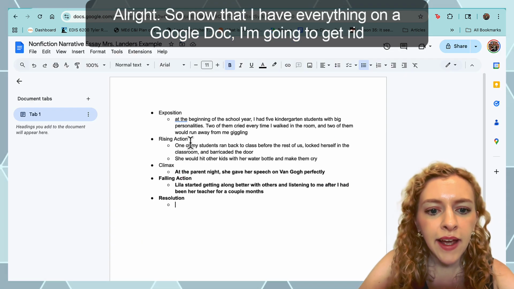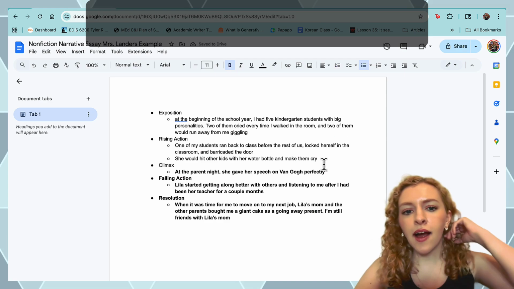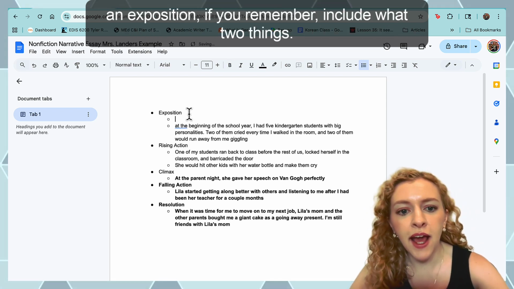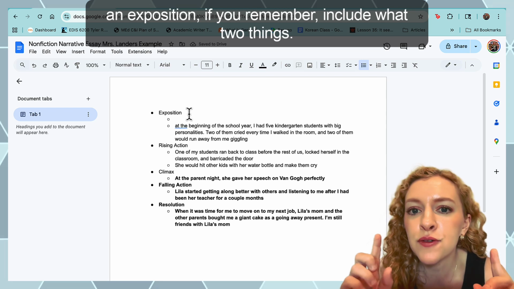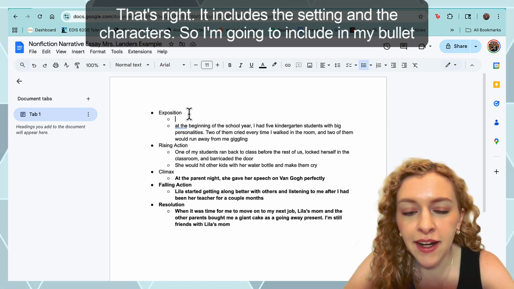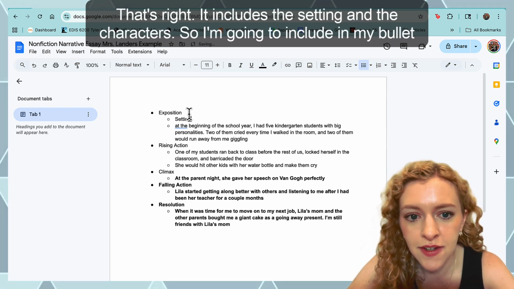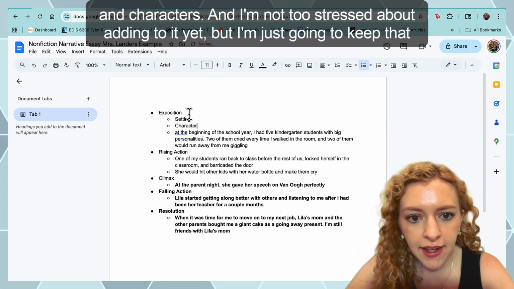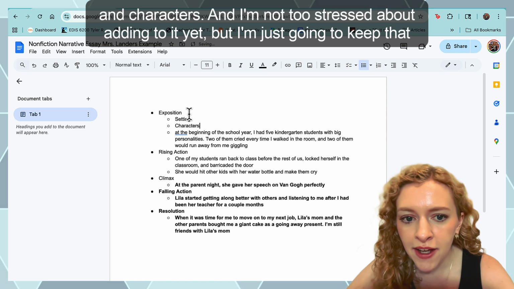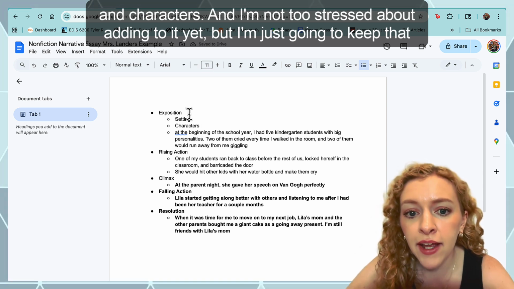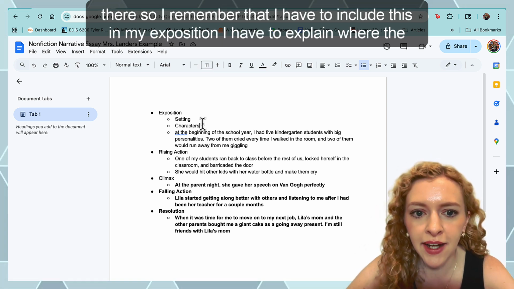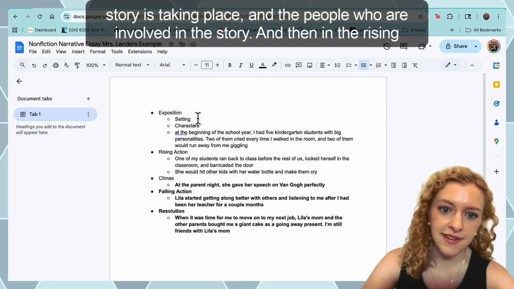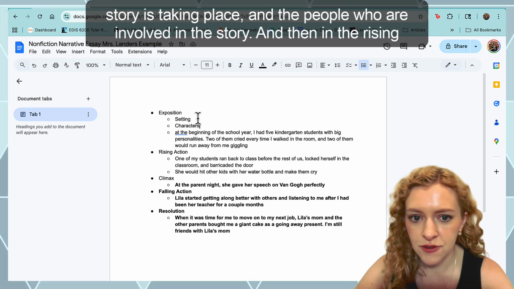All right, so now that I have everything on a Google Doc, I'm going to add a couple of things, and you should type this in your Google Doc as well. An exposition, if you remember, includes what two things? That's right, it includes the setting and the characters. So I'm going to include in my bullet points here setting and characters. I'm not too stressed about adding to it yet, but I'm going to keep that there so I remember that I have to include this in my exposition. I have to explain where the story is taking place and the people who are involved in the story.